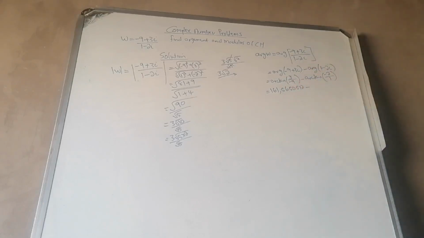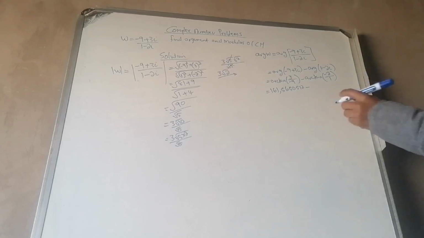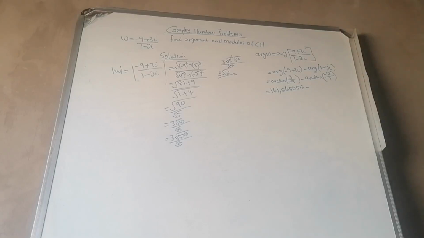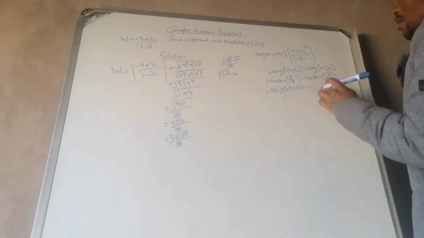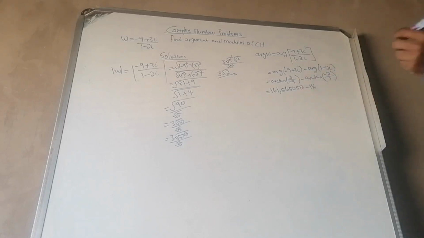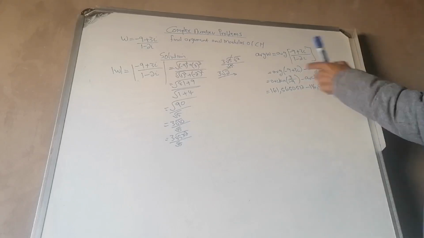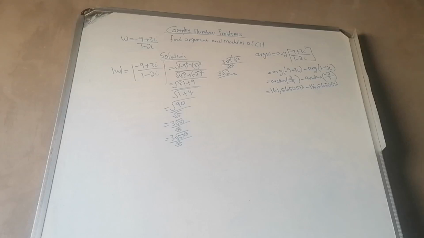And I'm going to minus arctan of minus 2, and I'll find a negative value, so I'm going to add 180 to that, and I'll find 116.565. And I'm going to subtract those two.